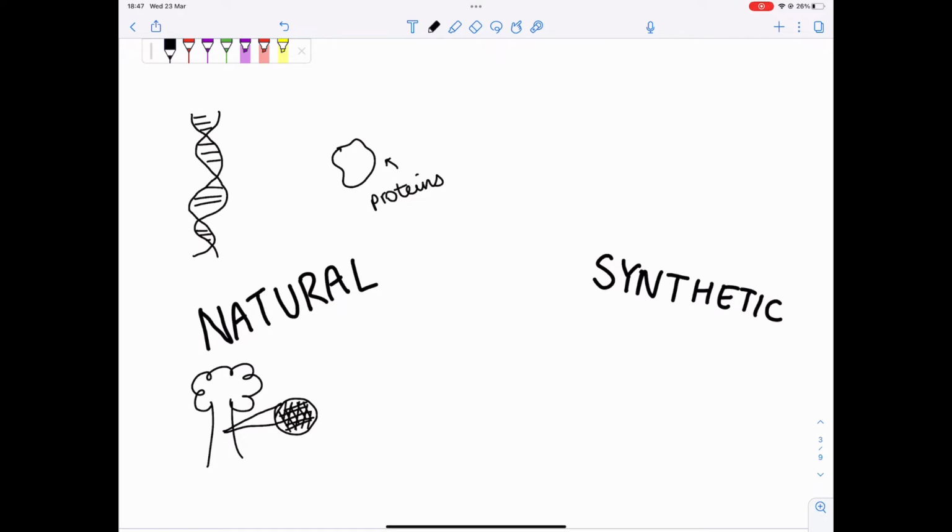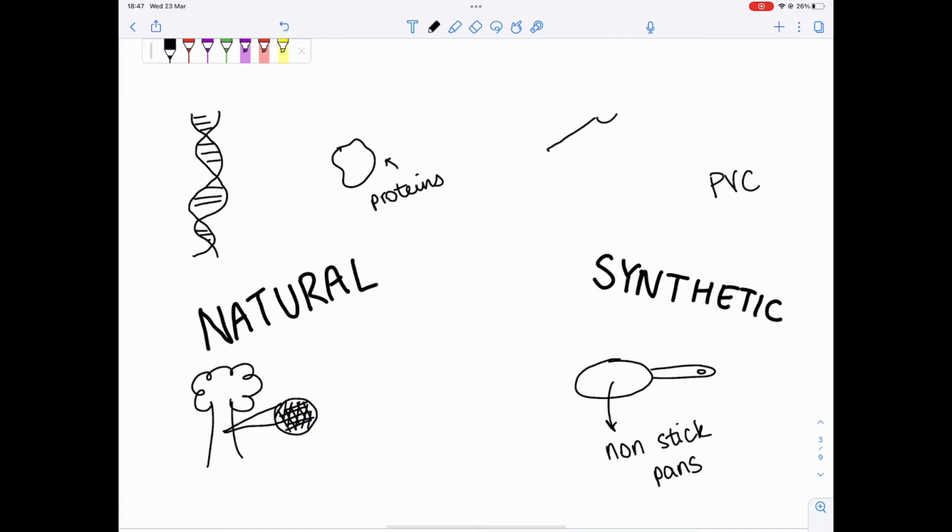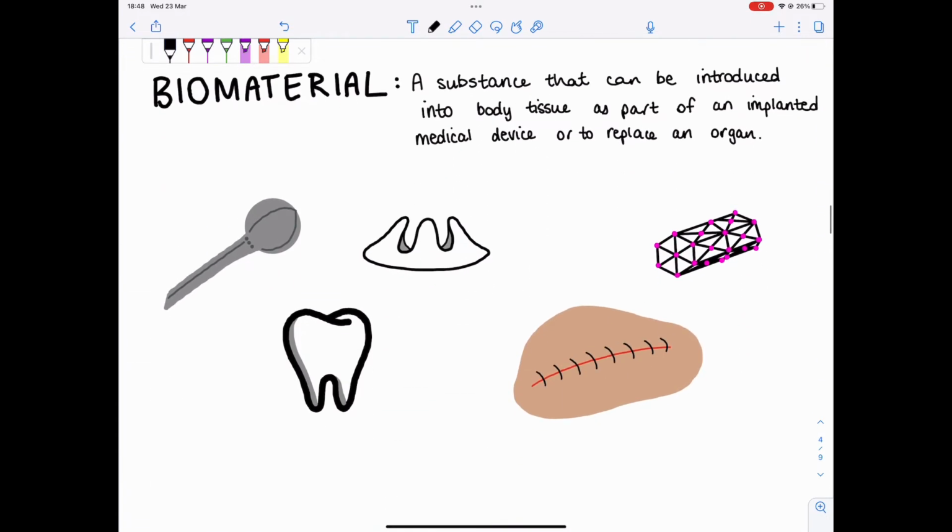Synthetic polymers are those made in a lab, for example, PVC, a polymer used in most plastics, from cling film to piping. Teflon is another example, the thing that makes pans non-stick, as well as many of the fibres that are used in fabrics, clothing and furniture, from trainers to carpets. These are the kinds of polymers that have been introduced as biomaterials.